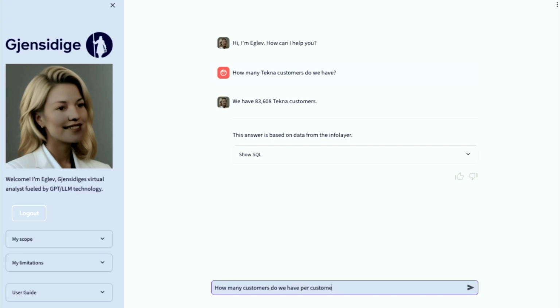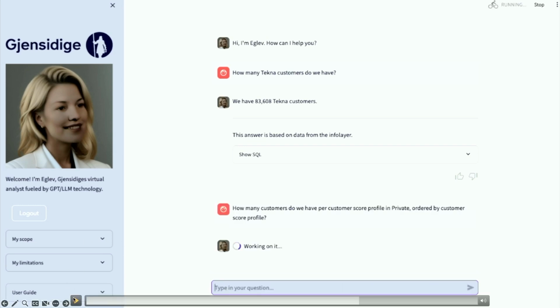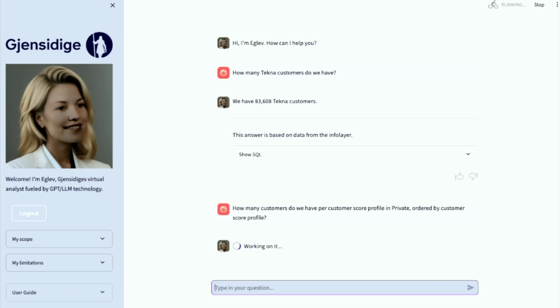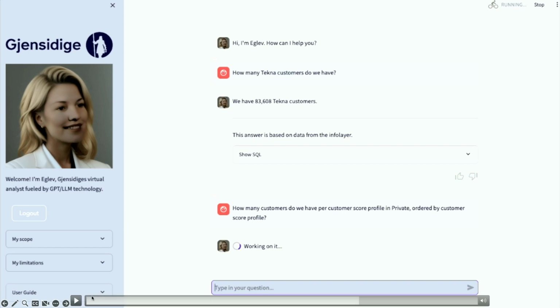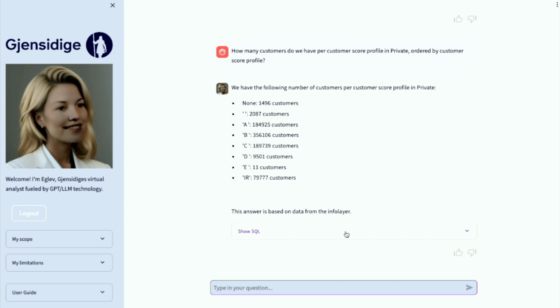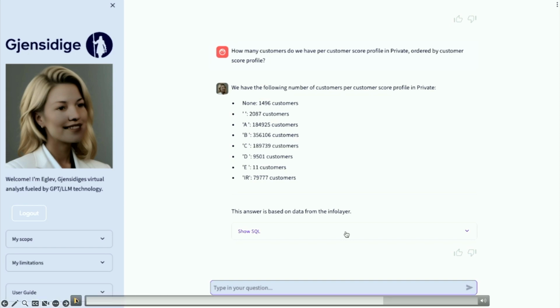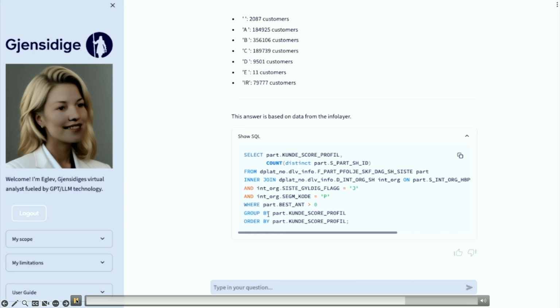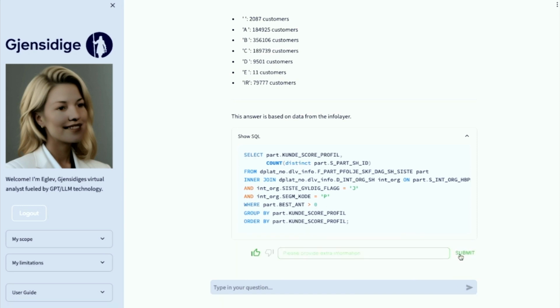Of course, I want to ask some more complicated questions as well, not just how many of something do we have. In this case, we are asking how many customers do we have per customer score profile in private, ordered by customer score profile. The algorithm is working on the question and sends the answer back in a nice human-readable format. Again, I can look at the SQL if I want, and maybe I want to give some feedback. This was a great answer. This is useful for us.